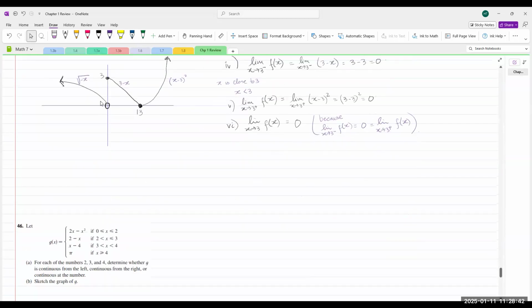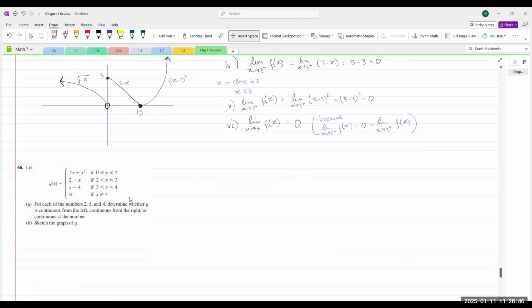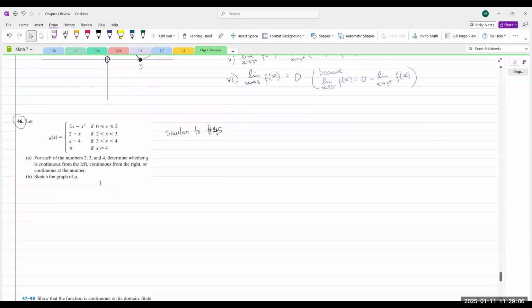That's for number 45. Let me go on. Number 46. You try this yourself, but this is actually my interest. Similar to number 45. I give you the sketch of the work. They actually give us the hint.